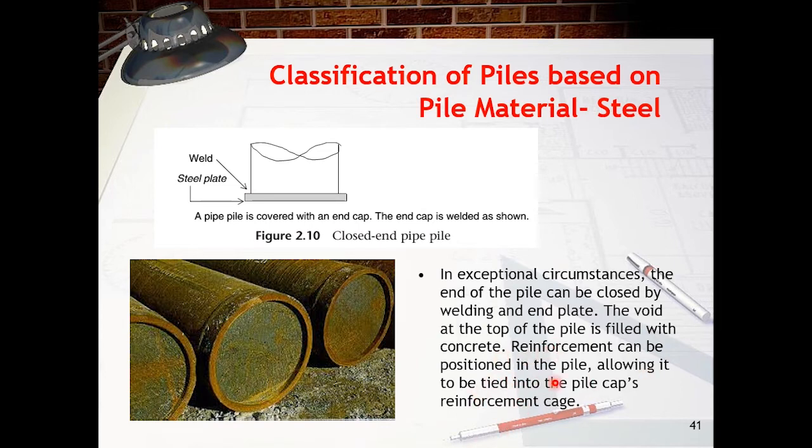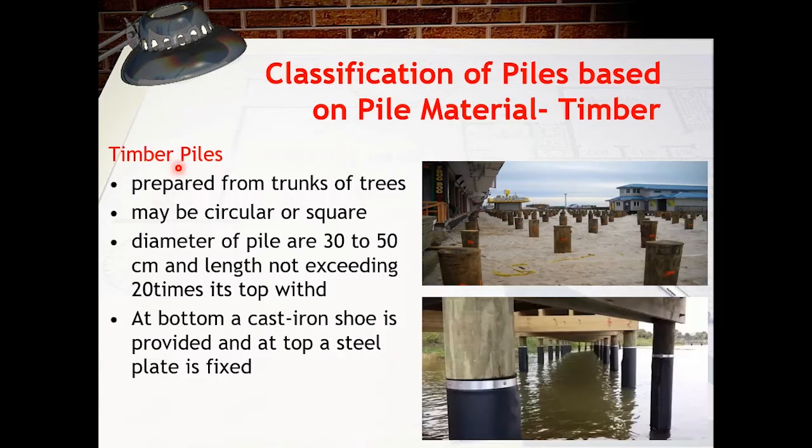Reinforcement can be positioned in the pile, allowing it to be tied into the pile cap's reinforcement cage. Jadi kita boleh letakkan reinforcement sebelum kita concrete pile tu supaya nanti reinforcement daripada pile tu kita boleh connect kepada pile cap. Timber, it is prepared from trunks of trees. It may be circular or square. Diameter of piles are 30 to 50 cm and the length not exceeding 20 times of its top width.